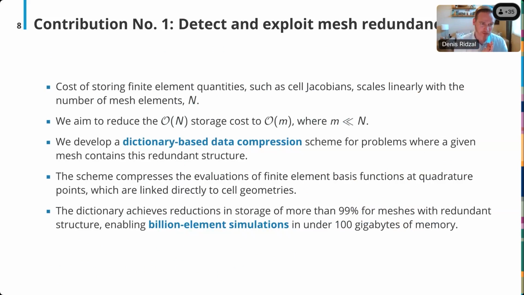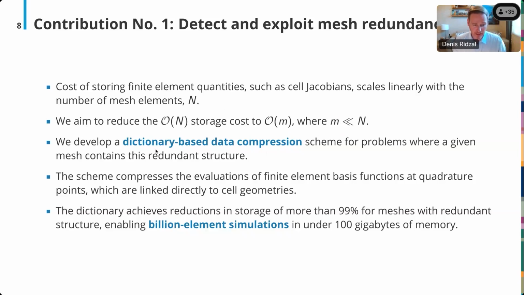So the first contribution is just to detect and exploit the redundancy. So we all know that the cost of storing finite element quantities, such as cell Jacobians, scales linearly with the number of mesh elements. And our fundamental goal with this work is to reduce the order n storage to order m, where m is much less than n. And this will be basically the number of shapes in these similarity or the identity classes that we want to get at.